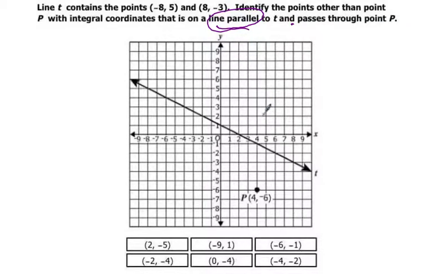So let's find our slope. -8, 5, and 8, -3. You're going to rise 1, 2, 3, 4, 5, 6, 7, 8. Oops, can't trace the line. So I rose 8. 1, 2, 3, 4, 5, 6, 7, 8, 9, 10, 11, 12, 13, 14, 15, 16.